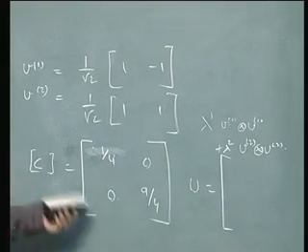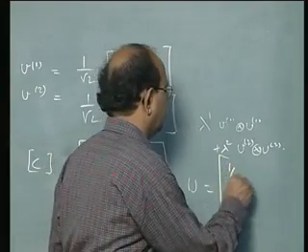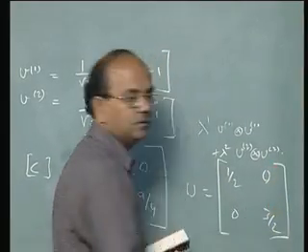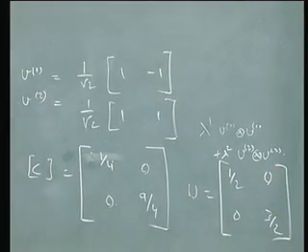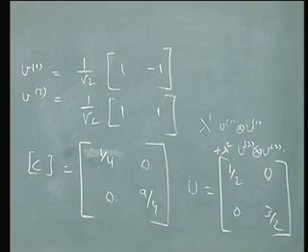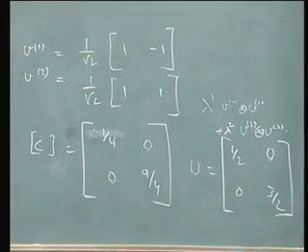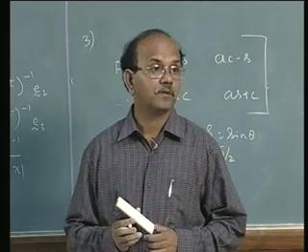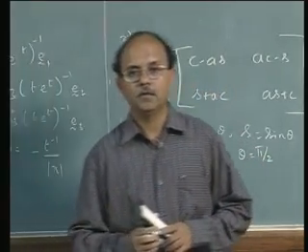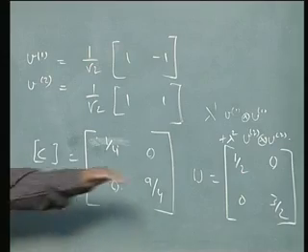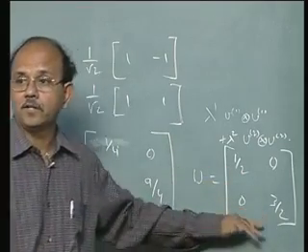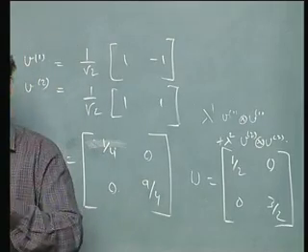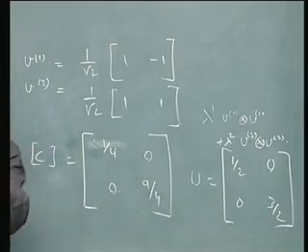Okay. Now, how do I determine u in this basis? That's simple. Square root of these guys here, 2, 0, 0, 3 by 2, right? But my job is not yet over. What is that I should do now? What we have got here is in this basis. Now I have to get it back to my original basis.